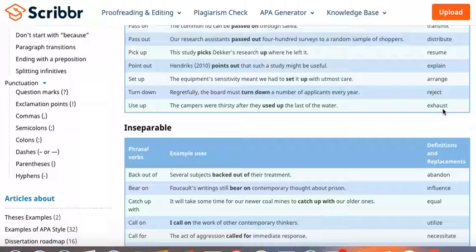Okay, that's enough for this video. In part 2, we'll look at inseparable phrasal verbs. Play the video again, listen to my pronunciation, look at the examples, practice writing your own examples using the phrasal verb, and then replacing it or substituting it with the one word, more formal academic vocabulary.